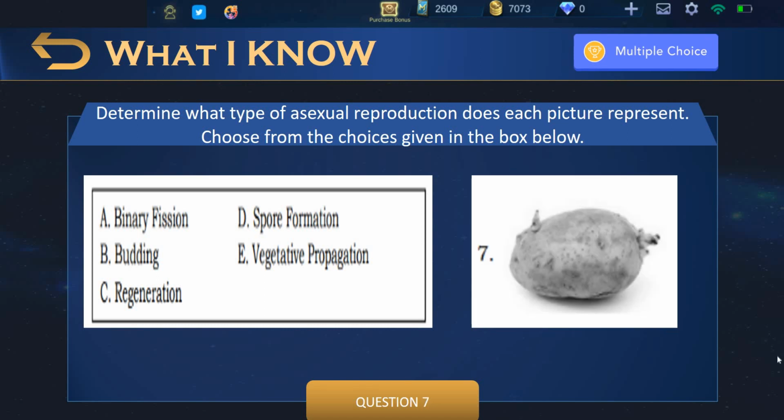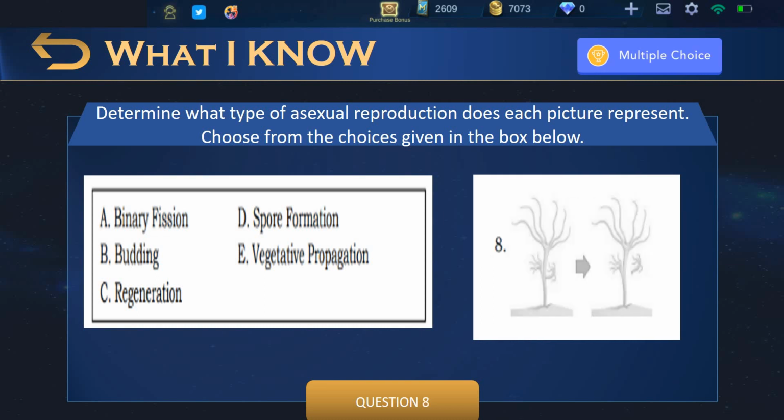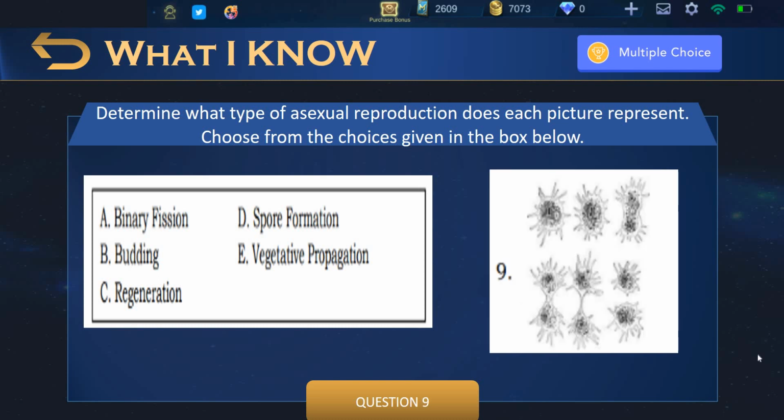Congratulations for those who got it right. How about 7? Time starts now. Time is up. Okay, you're correct. It's letter A, vegetative propagation for potato. For number 8, this is Hydra. Is it A, B, C, D, or E? Go. Time is up. The correct answer is letter B. It is budding. Okay. For number 9, is it A, B, C, D, or E?